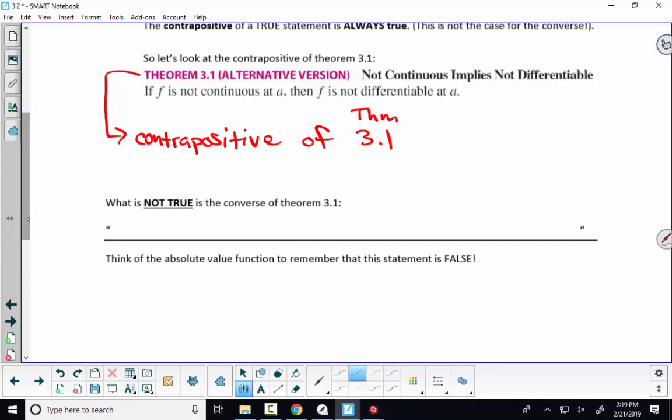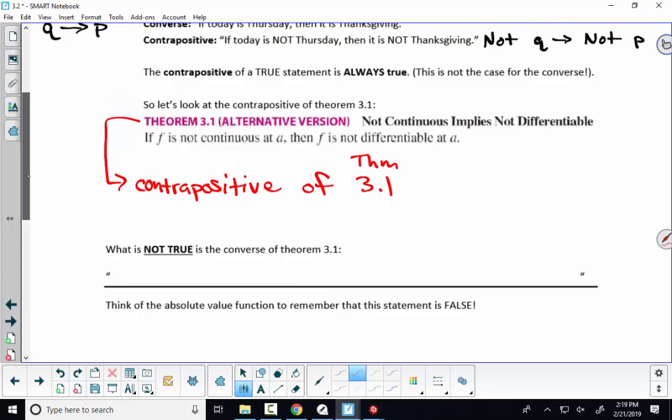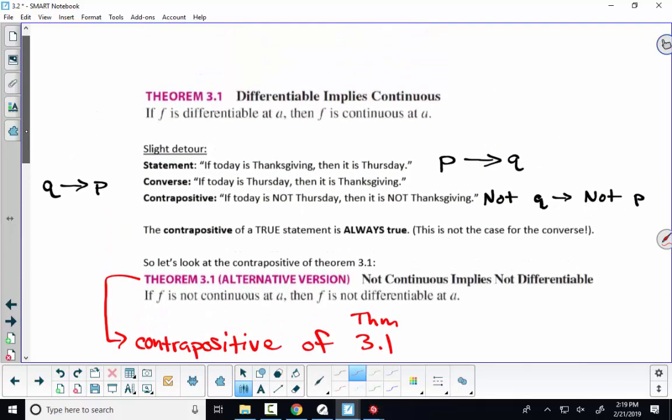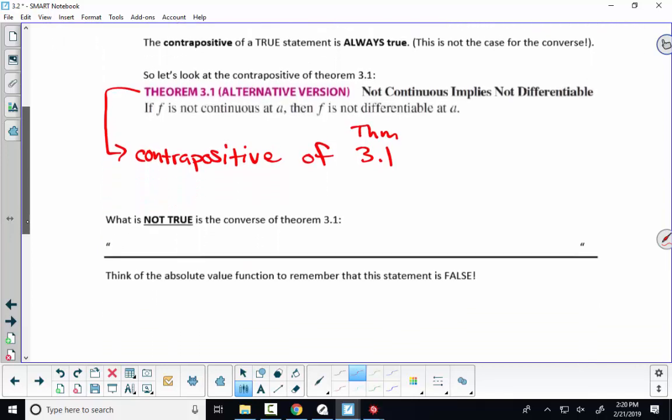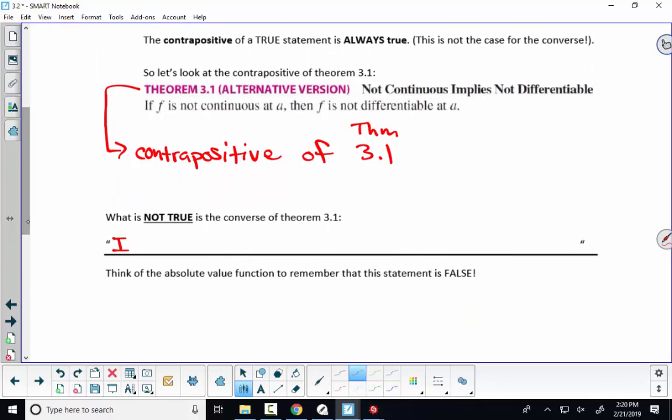So it's really easy to get these things mixed up. But what would the converse of Theorem 3.1 be? If I looked at the converse statement of Theorem 3.1, the converse of this statement would be: if f is continuous, then it's differentiable. Right. So the converse of our theorem is: if f is continuous at a, then f is differentiable at a. Even though we've written that down, you've got to know that particular statement that we just wrote down is false.